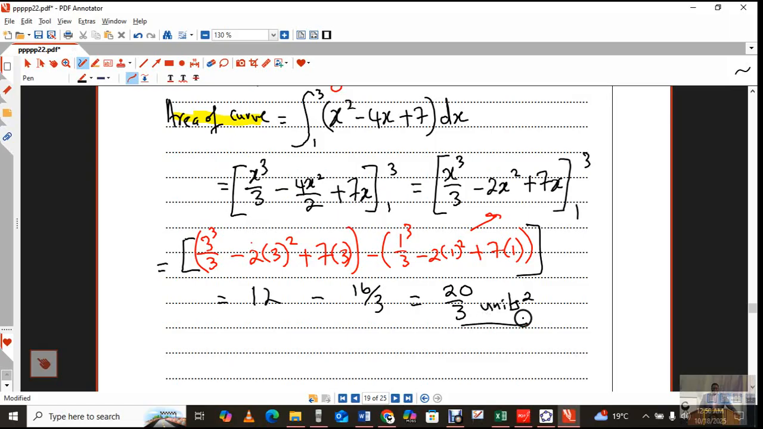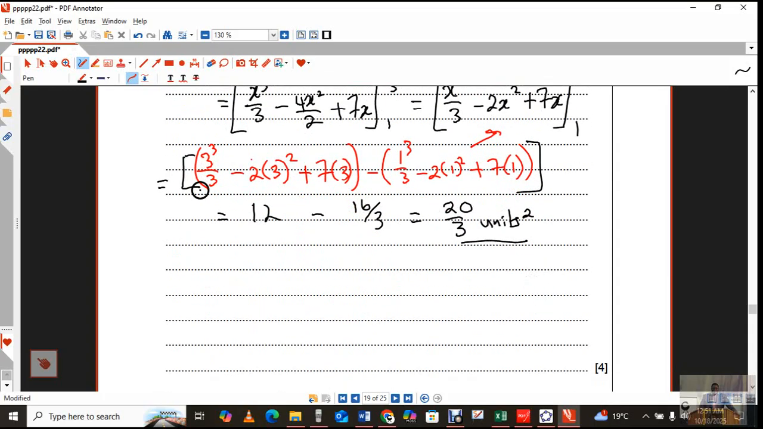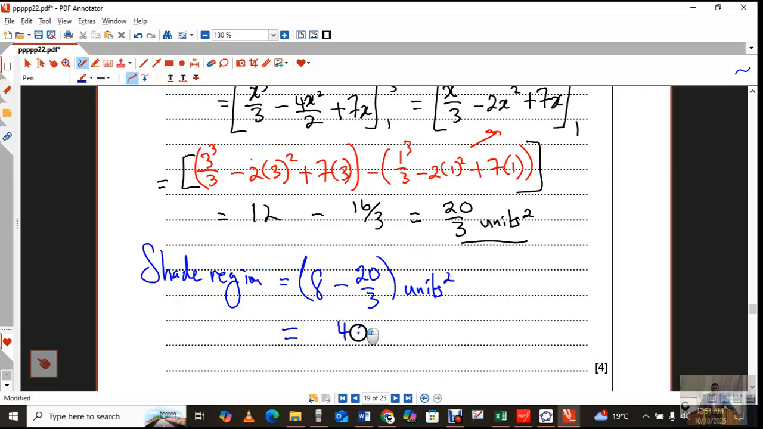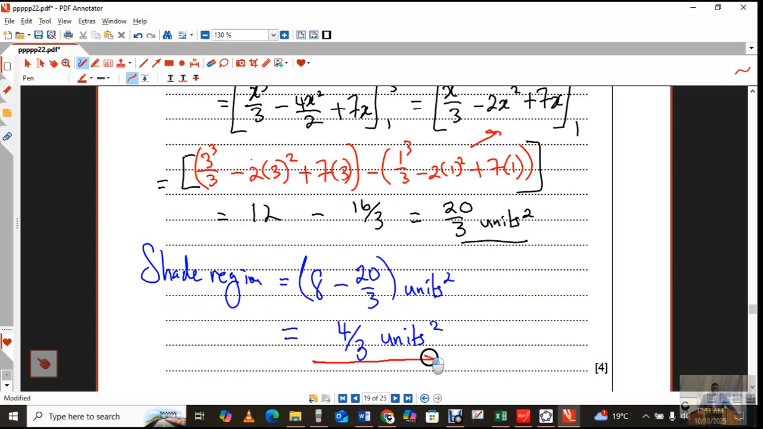So that is the area under the graph, that yellow part. Therefore, the shaded region will be the area of the rectangle, which is 8, minus the area below the curve, minus 20 over 3. All of this is units squared. If you do it, you'll get 4 over 3 units squared, which you can leave as 1 and 1 over 3, but that is our answer.